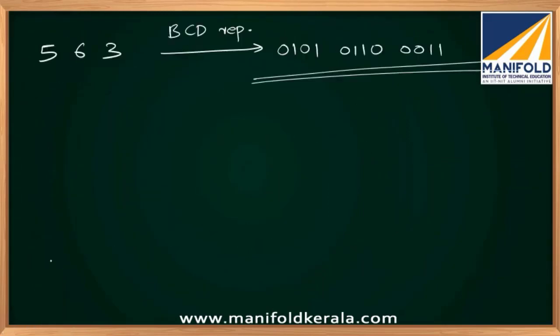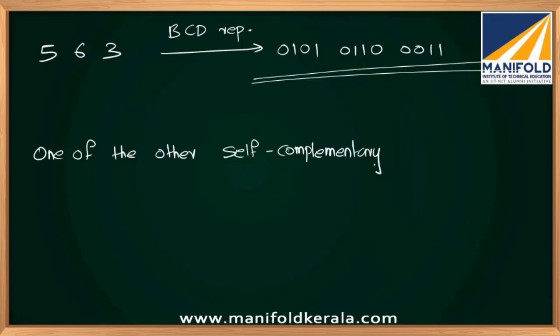And one of the others, I'm not writing this one because it is not very popular. There are many self-complementary coding schemes, but still you should remember this one: a self-complementary coding scheme which is actually weighted, which is known as the 2421 code.